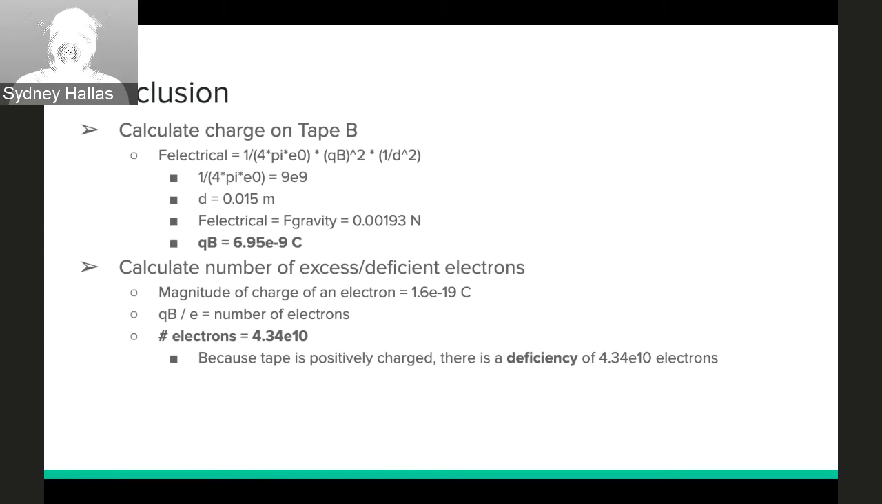The charge on tape B I calculated to be 6.95 times 10 to the negative 9th coulombs. I calculated the number of electrons by taking the charge and dividing by the charge of an electron, and I got 4.34 times 10 to the 10th electrons. Because the tape is positively charged, there is a deficiency of 4.34 times 10 to the 10th electrons.